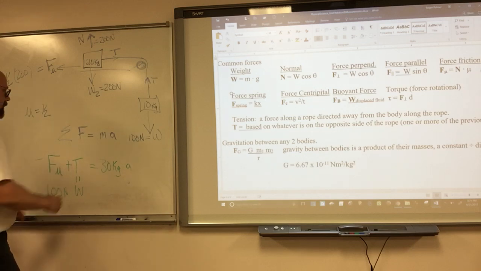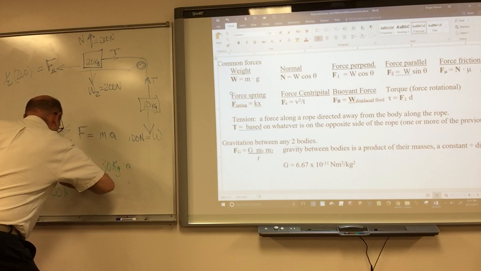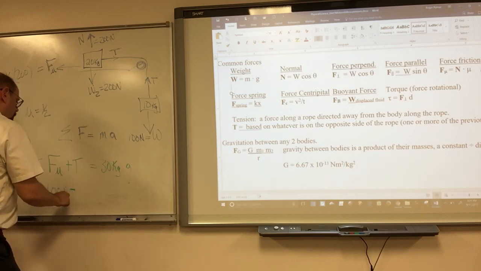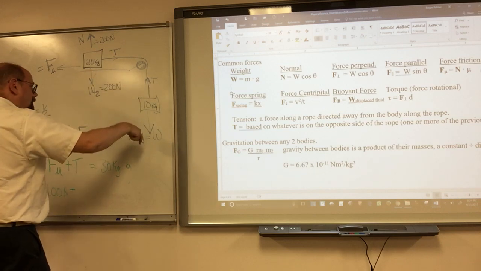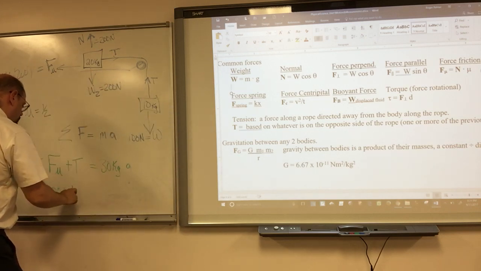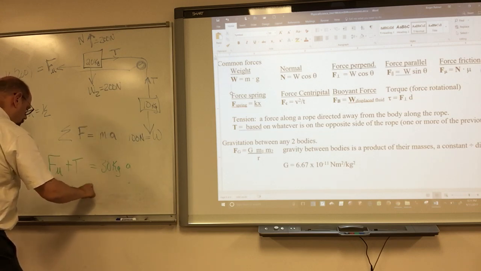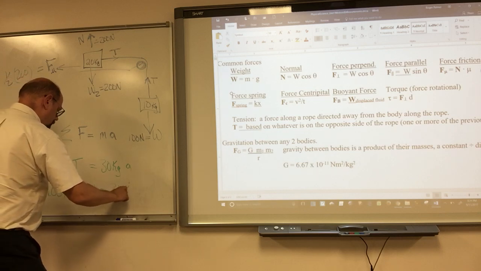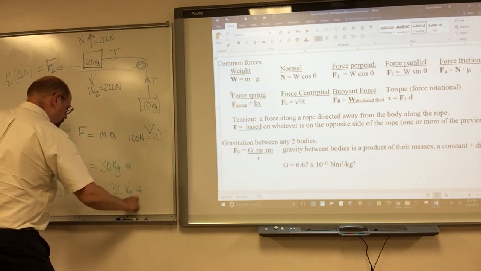Okay, we know the tension is equal to the weight. This is a minus. Now, the weight is this way. This is what we said is positive. This is what we're going to say is negative. So that's plus the tension, which is going to be 100 newtons. It's got to equal 30 kilograms times the acceleration.